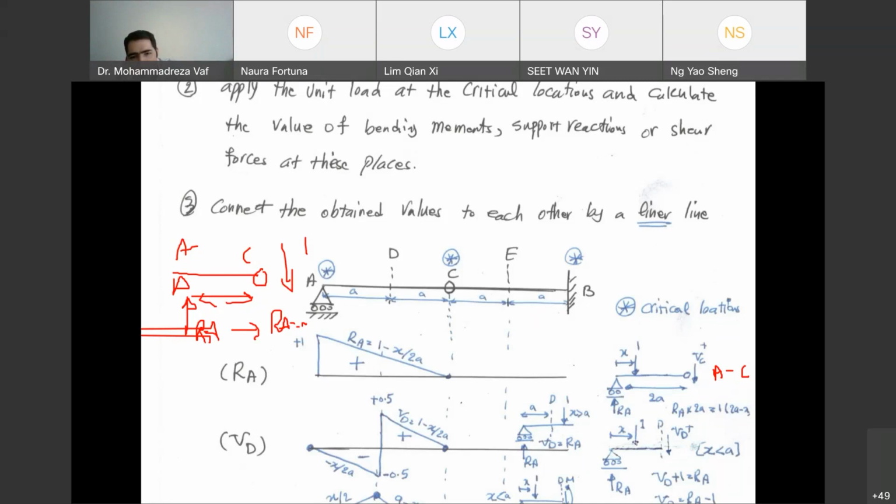You got it? Everyone, did you understand or not? Or should I ask you again? Lim Kyung Z, did you get the point? Okay. So if you have an internal hinge and you want to draw the bending moment influence line, not shear force, shear force is going to be different. There is going to be shear force at point C, but there is no bending moment at point C.